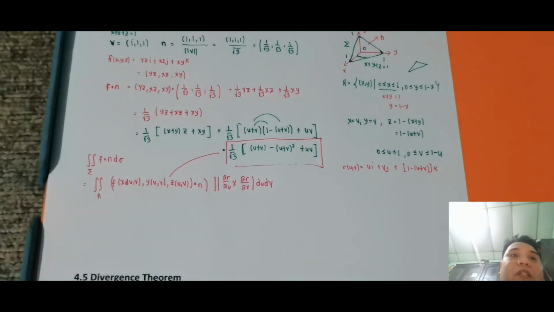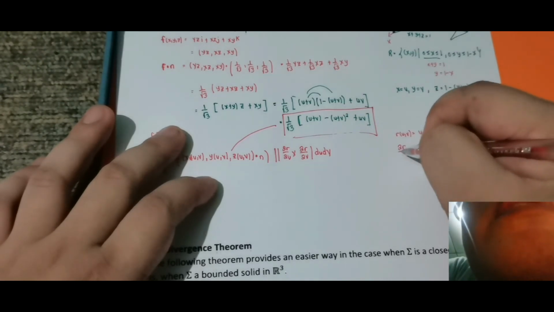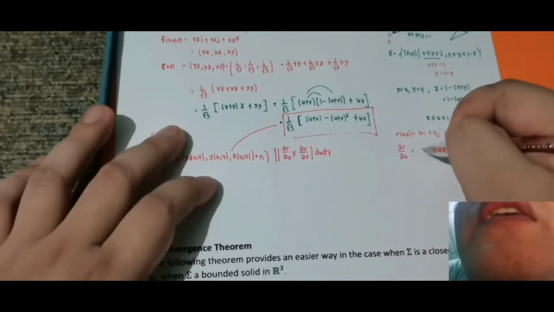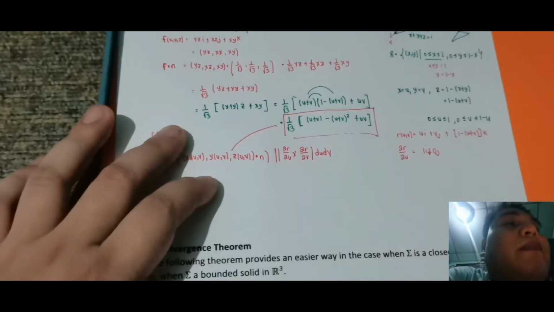Kaya kunin natin yung partial derivative niya, no? So partial derivative of r with respect sa u, this is just equal sa 1 lang to, syempre. 1, this is 0. So 1i plus 0j.